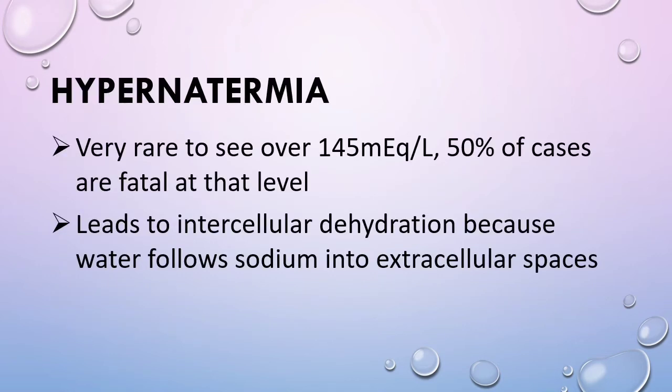The second sodium imbalance is hypernatremia, or high sodium. It is very rare to see 145 mEq per liter, and 50% of cases are fatal at that level. Hypernatremia also leads to intracellular dehydration because water follows sodium into extracellular spaces. As the saying goes, where salt goes, water follows.